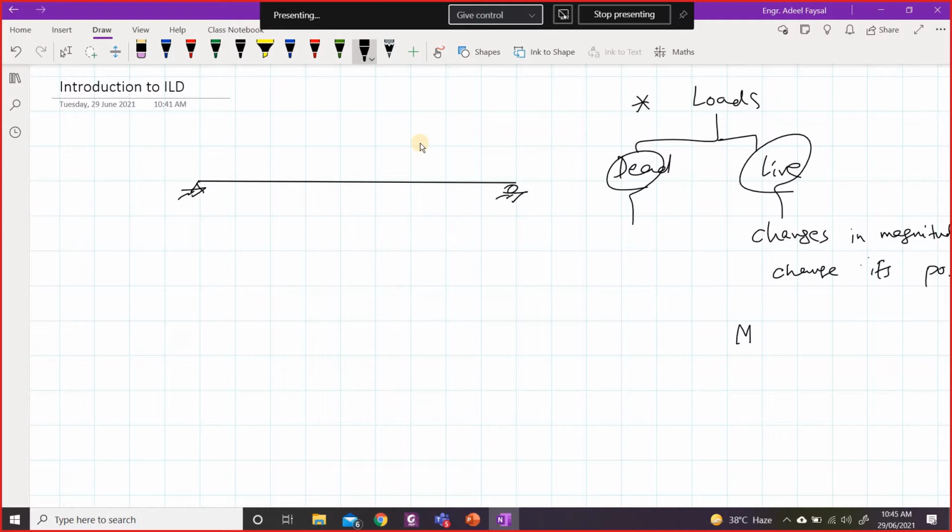I just want to give you an example. For example, if there is a vehicle, and let's say I want to find the maximum bending moment in this beam. I need to know where to place this vehicle so that it would produce maximum bending moment. If I'm interested in maximum shear at this location, I need to know where to place this load so that it produces maximum shear at this location, because we are interested in knowing the absolute maximum load effect that can be produced by a loading.